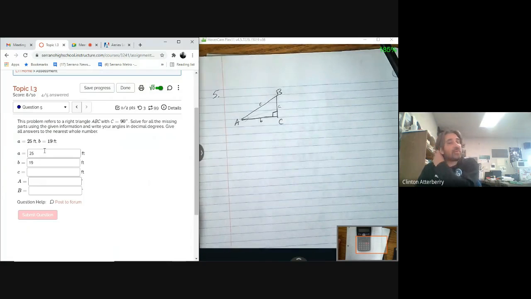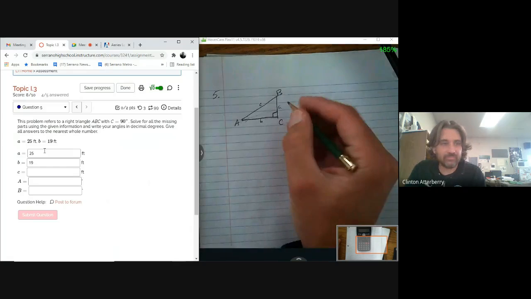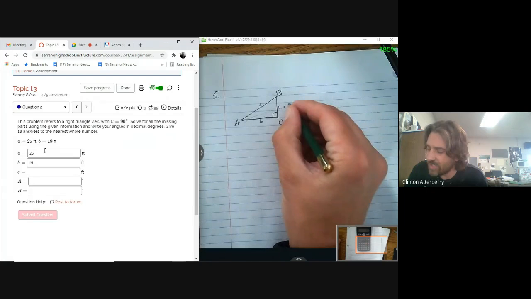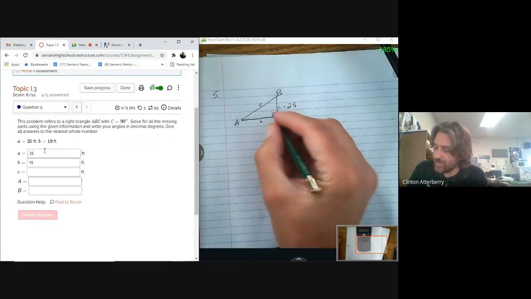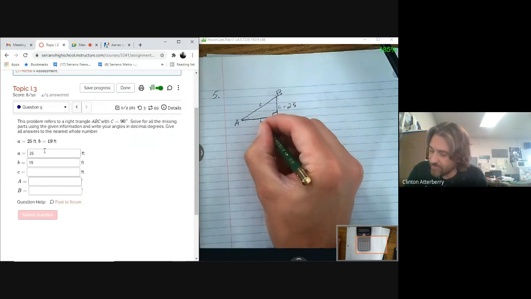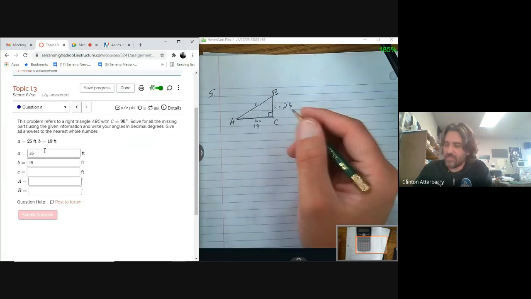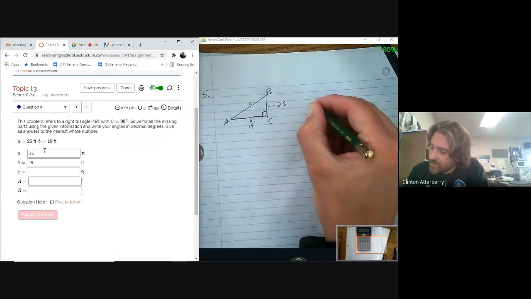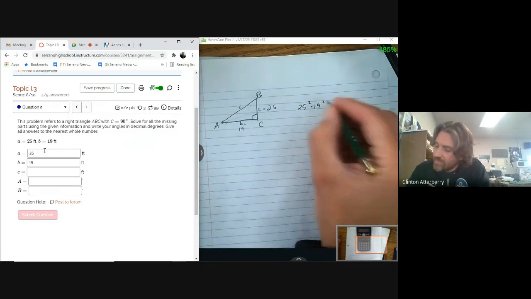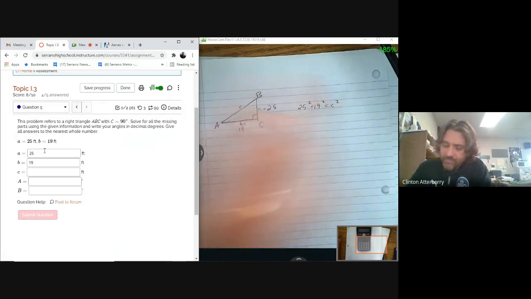So we can use the Pythagorean theorem to solve for c. So a is equal to 25, b is equal to 19. We know those for a fact. But we can do the Pythagorean theorem to solve for c. So that would be a squared plus b squared, so 25 squared plus 19 squared. That's going to equal our c squared.